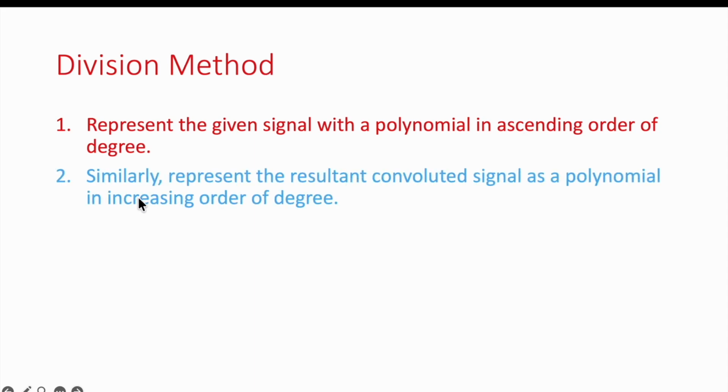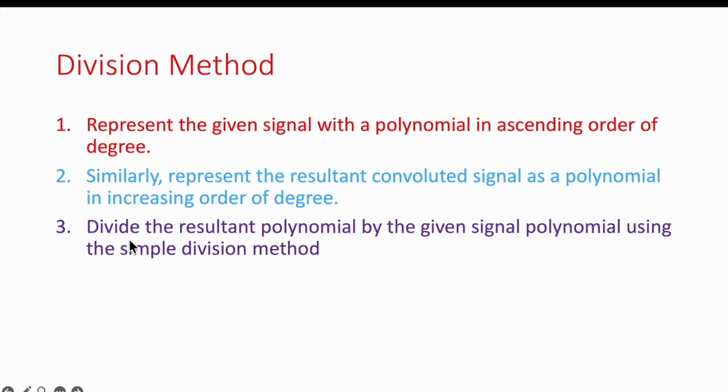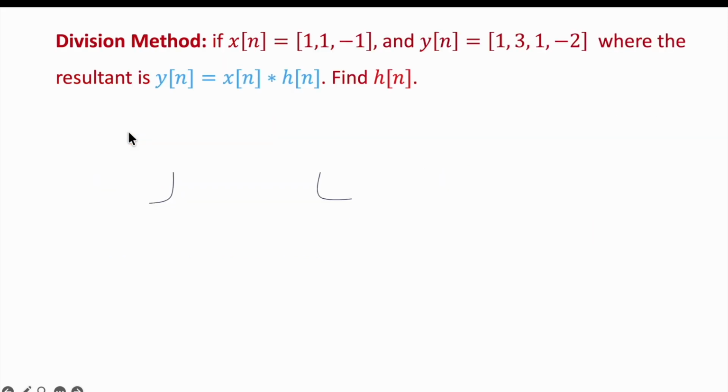The second step is that you need to represent the resultant convoluted signal as a polynomial in the same way, so that the degree of the variable in the polynomial is in increasing order. The third step is to divide the resultant polynomial by the given signal polynomial, meaning whatever polynomial you get from step 2, you will divide it by the polynomial you get from step 1. So let's have an example where you can easily use the division method.